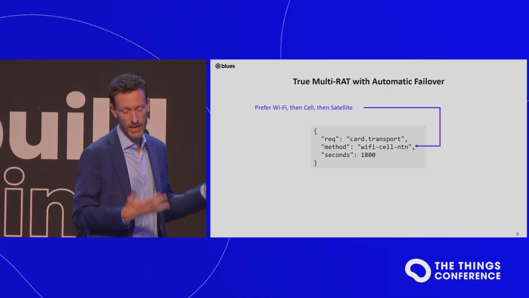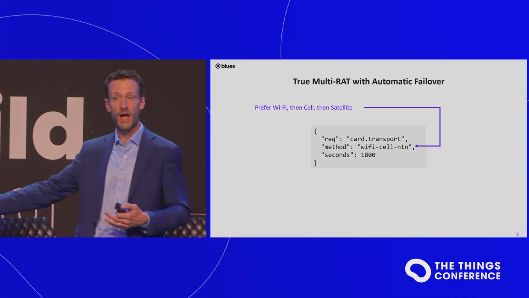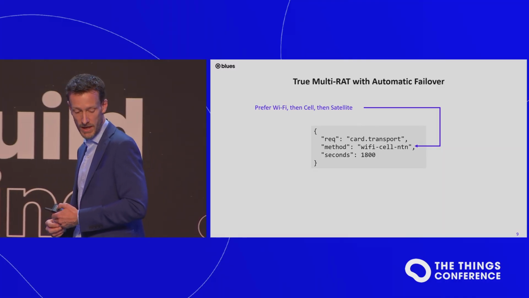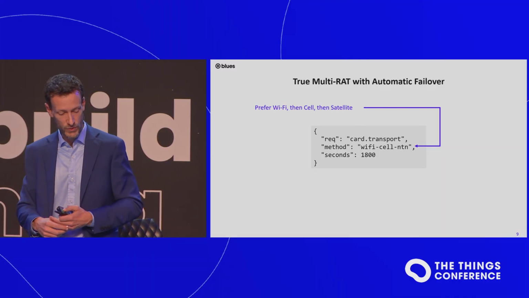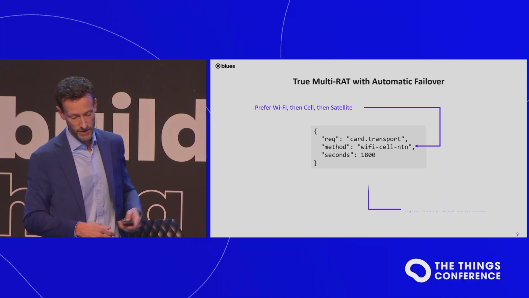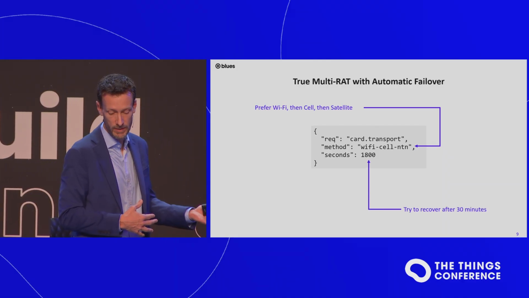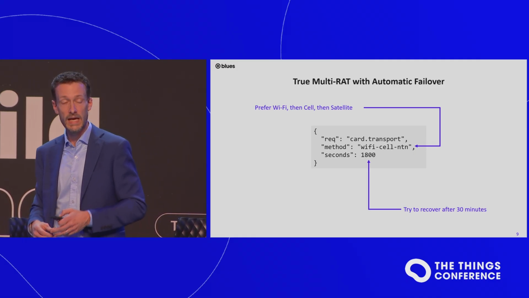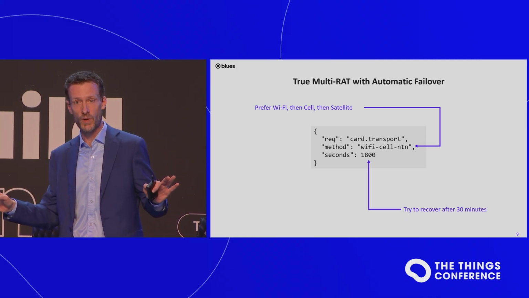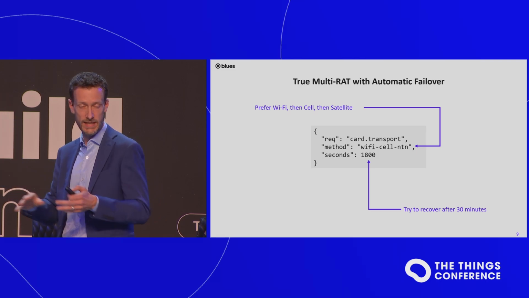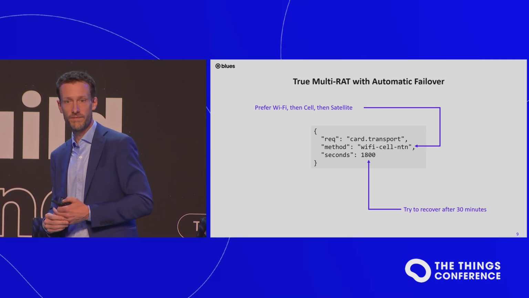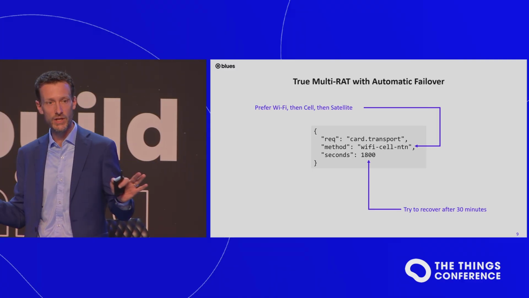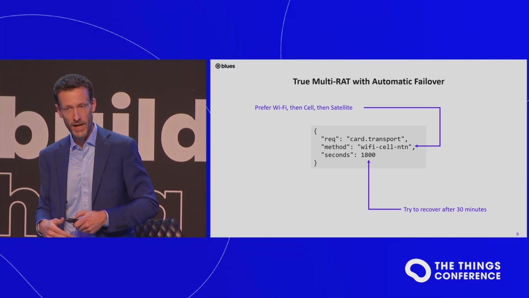In this example, I'm telling the Notecard to start with Wi-Fi, then fail over to cellular, and finally satellite as a last resort. And I'm also configuring a recovery window of 30 minutes before the Notecard attempts to reestablish primary connectivity. And truly, the Notecard takes care of the rest. This is all that I need to do to get the benefit of multi-RAT failover and support. I don't have to manage that state machine myself in my own application.